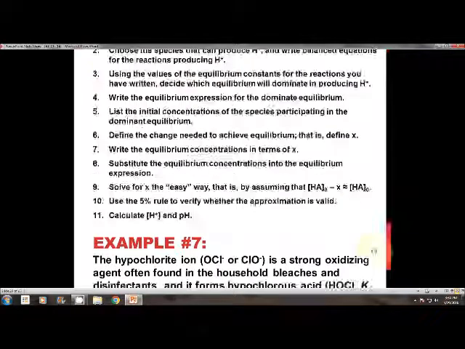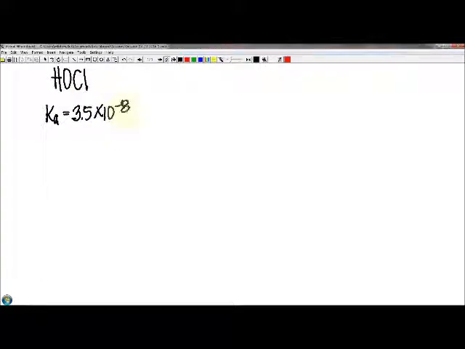So that tells us how we are going to be able to figure out and where do we plug things into our K expressions. The hypochlorite ion is a strong oxidizing agent often found in household bleaches and disinfectants, and it forms hypochlorous acid, which is HOCl, and it has a Ka value of 3.5 times 10 to the negative 8. We need to know the pH of a 0.100 molar solution of the hypochlorous acid.